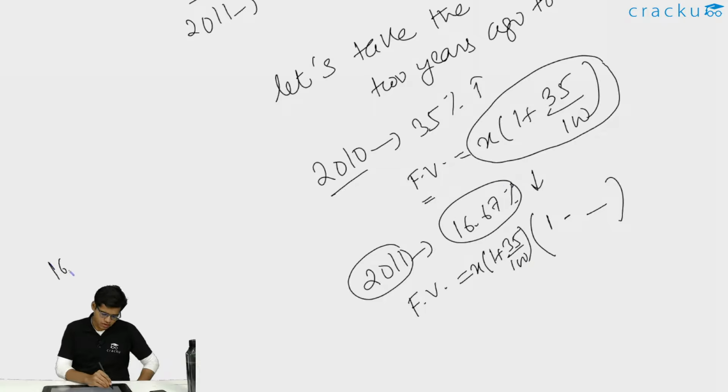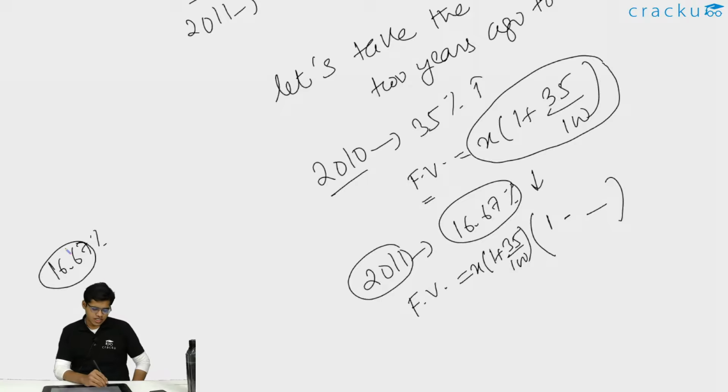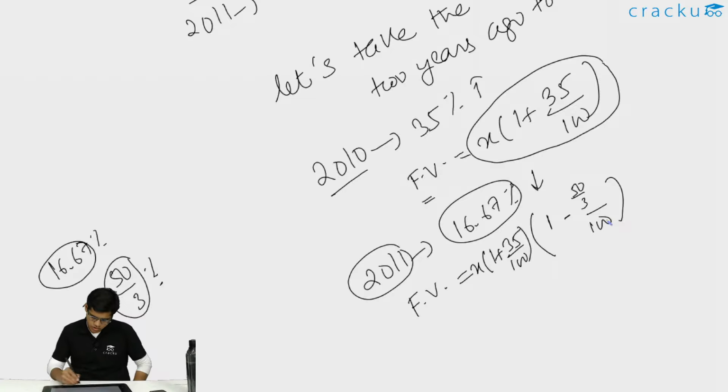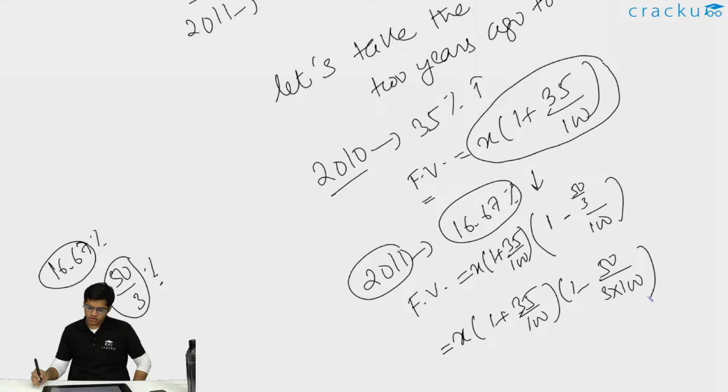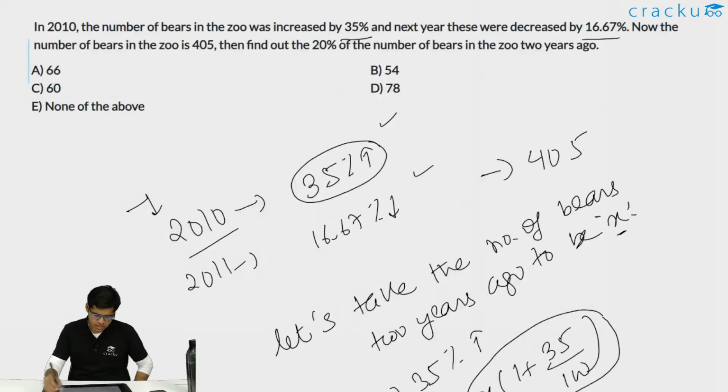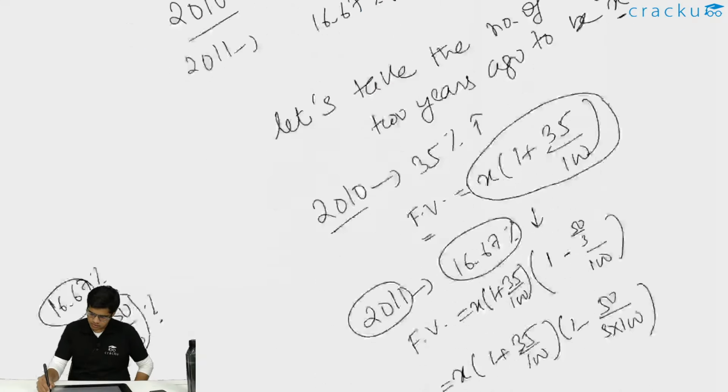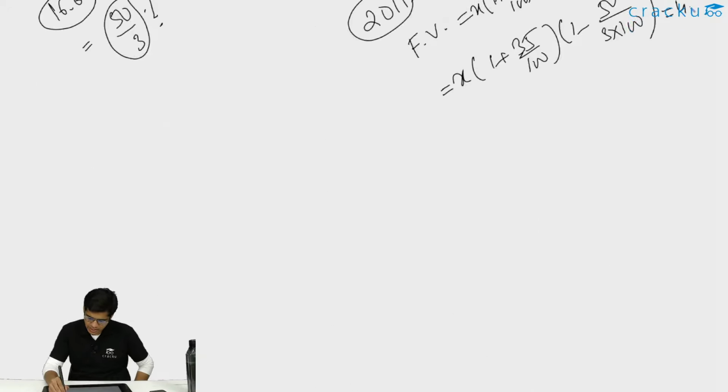Now guys, 16.67% is nothing but, what is 16.67? 16.67 is 50 by 3, right? So I can take this as 50 by 3 divided by 100, right? This percentage. So that's why by 100. So X into 1 plus 35 by 100, 1 minus 50 by 3 into 100. This is what we are having, and this value is given as 405, right? So we are getting an equation in X.